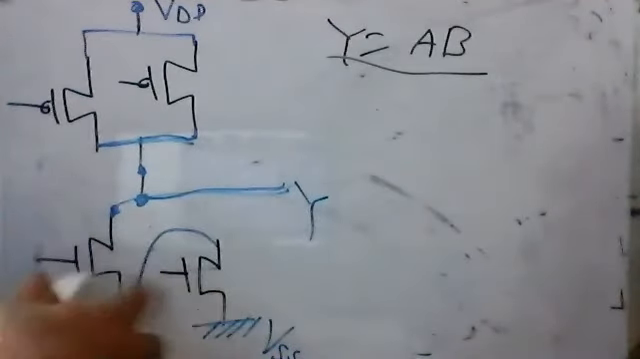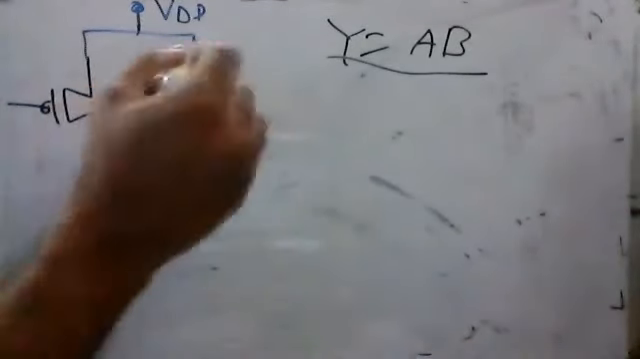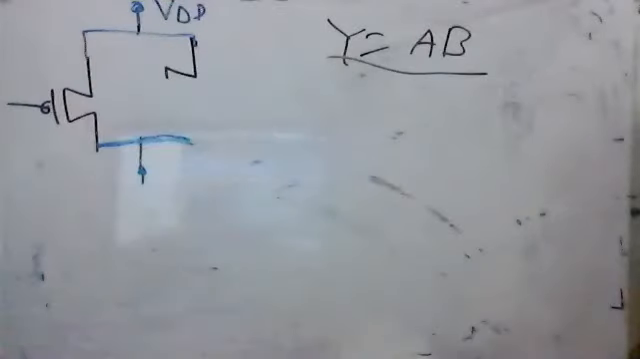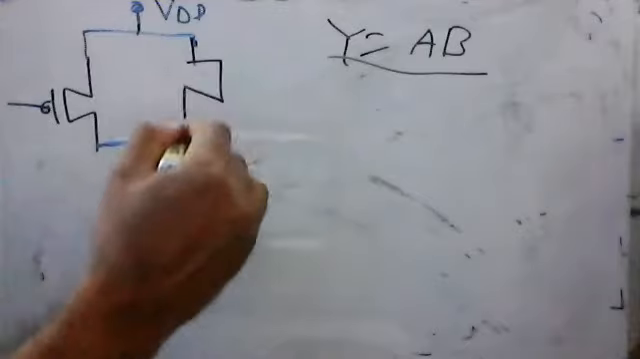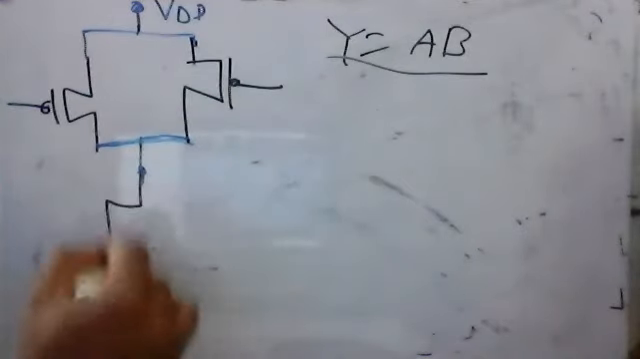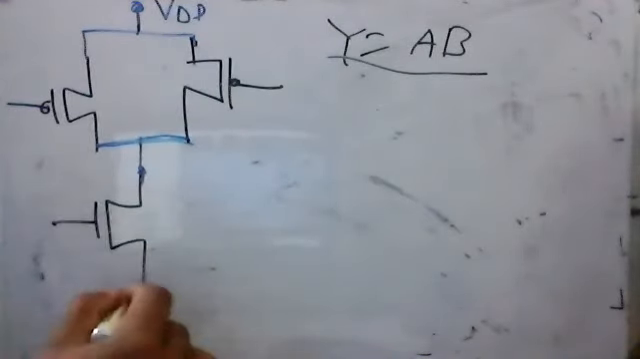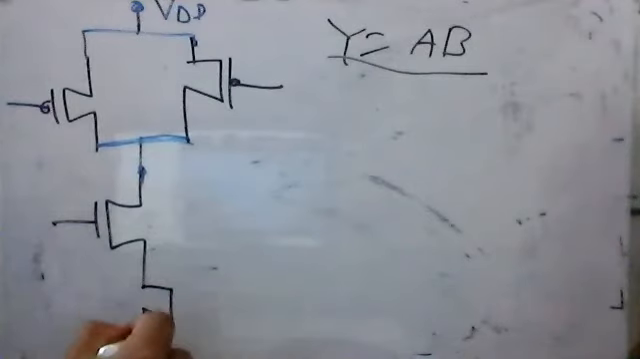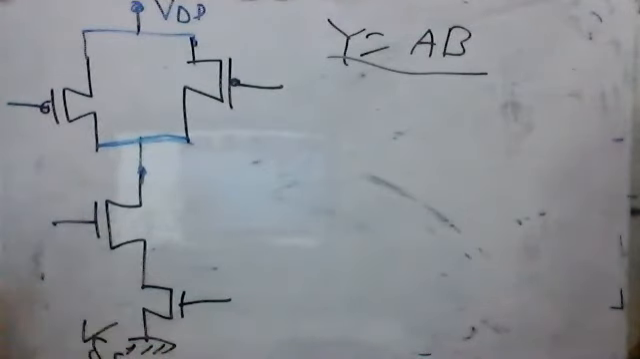Looks like a parallel, but actually series. Right, I'm just going to draw it. This is a PMOS, right? These two are in parallel. Now in series, you see. This is VSS.